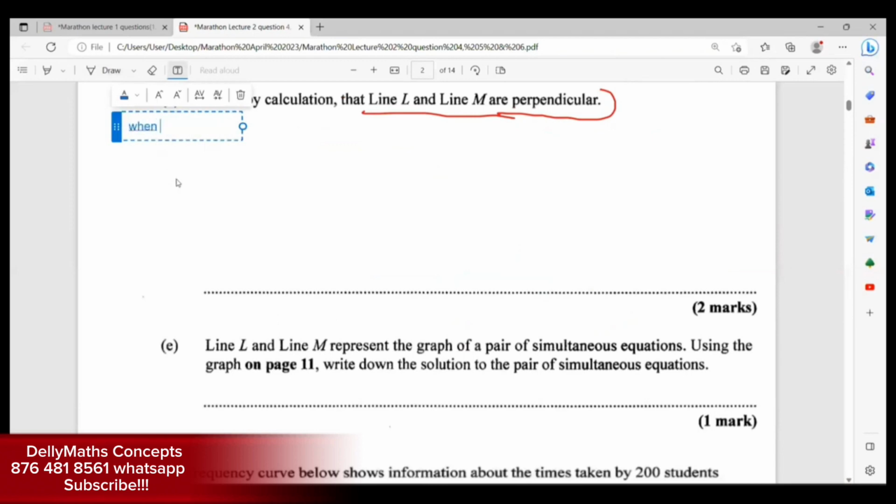When lines are perpendicular, the product of their gradient is -1.